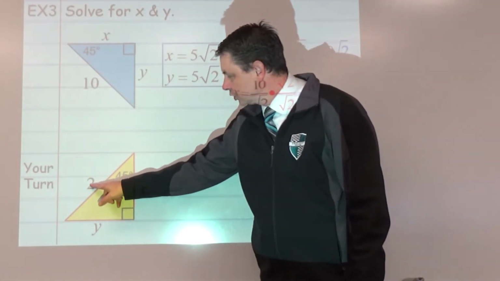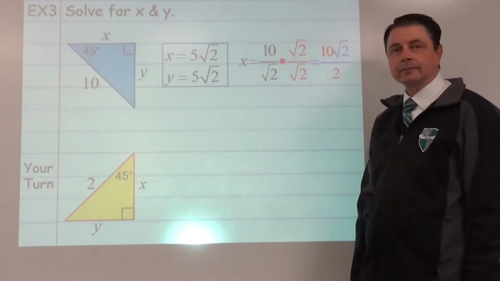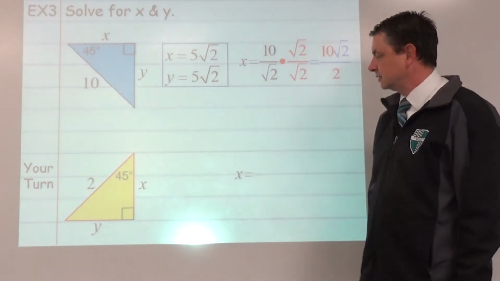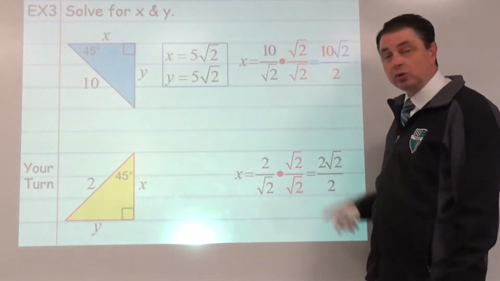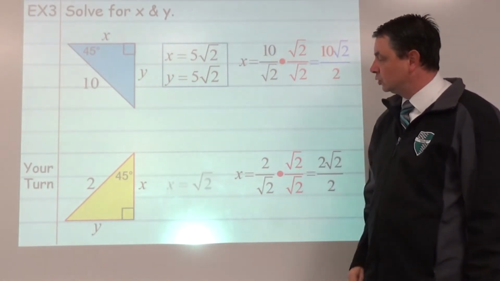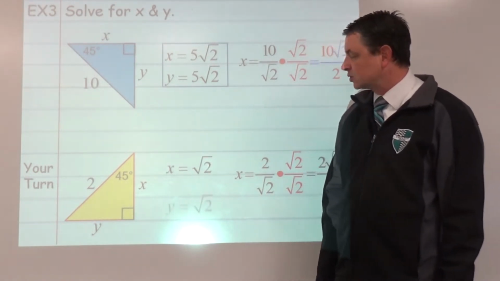All right, we're going to take 2, we're going to divide by the square root of 2 to get x. Go through the same process. 2 divided by 2 is 1. 1 times the square root of 2 is the square root of 2. X is the square root of 2. So is y.